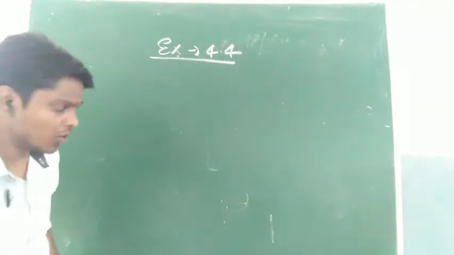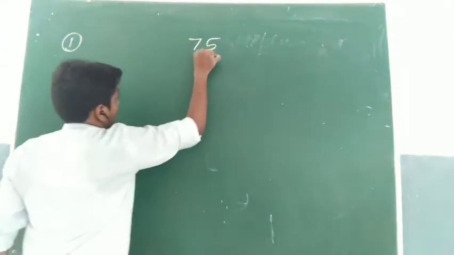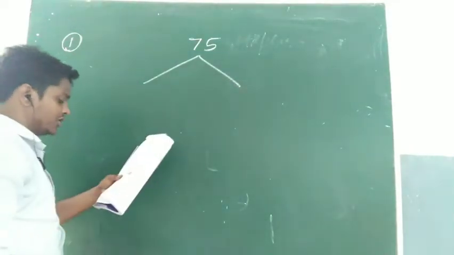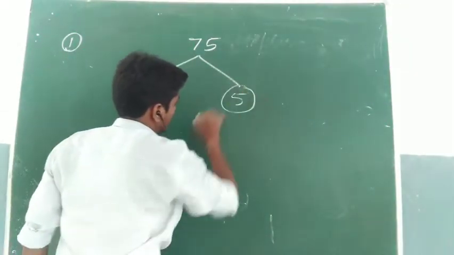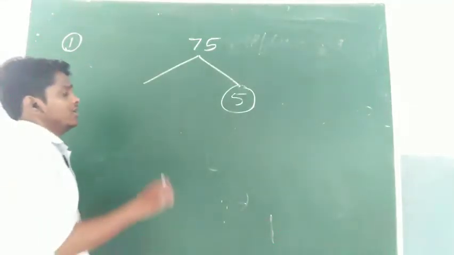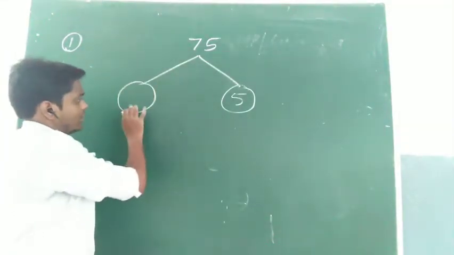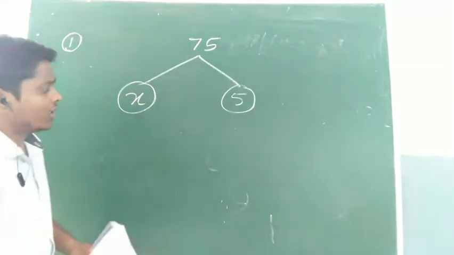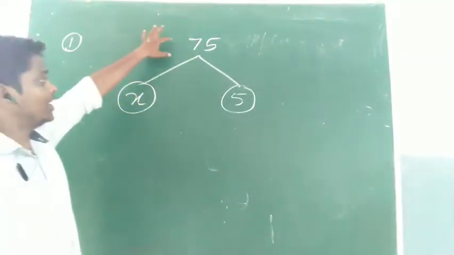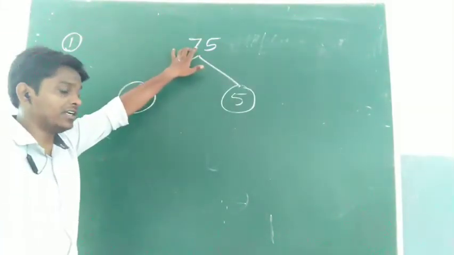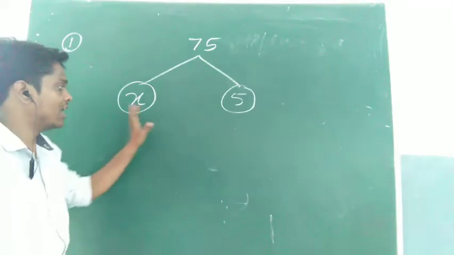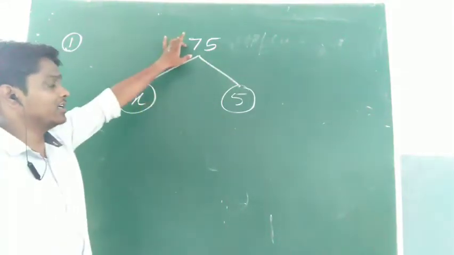Exercise 4.4, question number 1. The first question is saying we have to complete this factor tree. 75 is divided into two branches. One branch is 5. Whatever is in the other branch will be a factor of 75, and 5 is already here, so we will multiply these two and we will get 75.